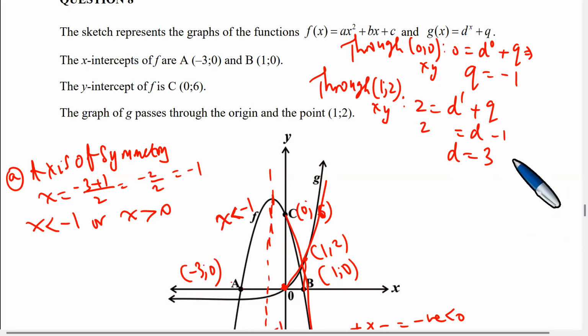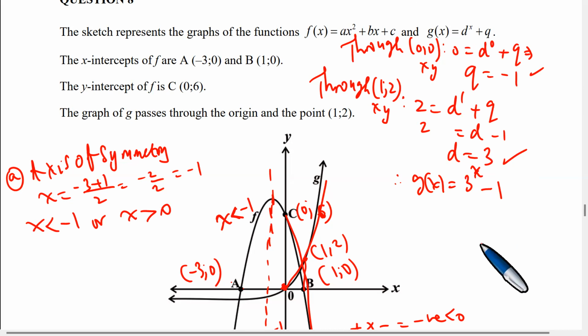Once you get that D is 3 and Q is minus 1, substitute. Therefore g of x is 3 to the power x, minus 1. So we had to find D and Q, and we have done that.